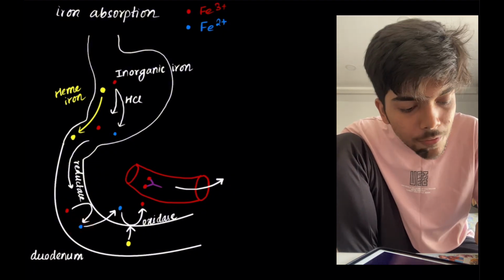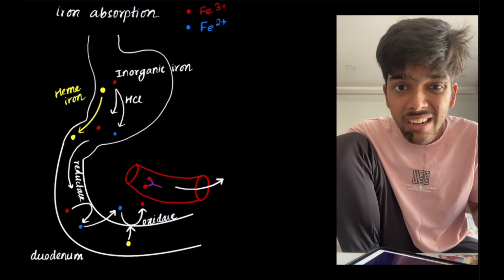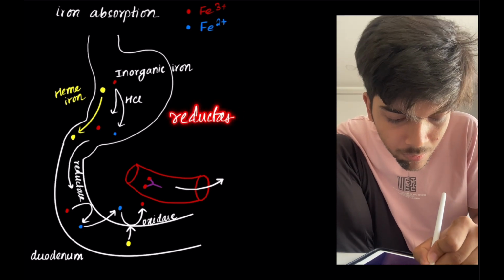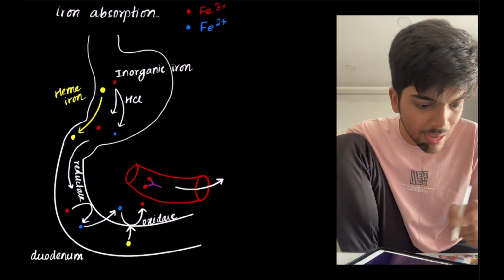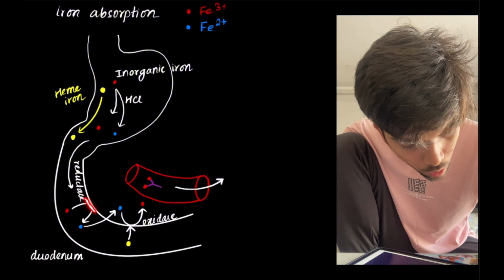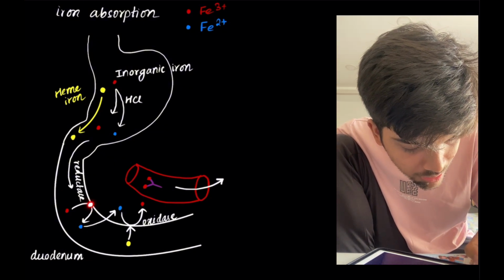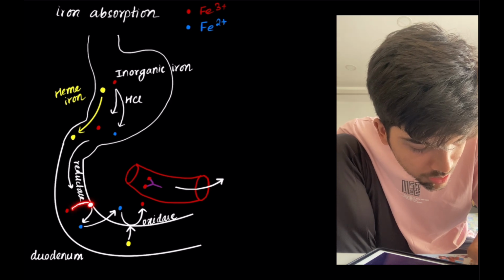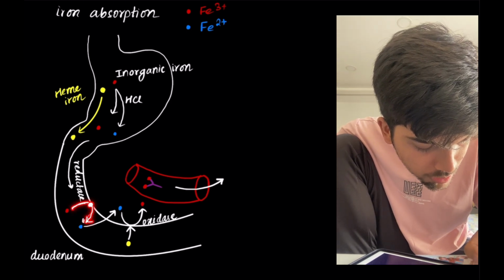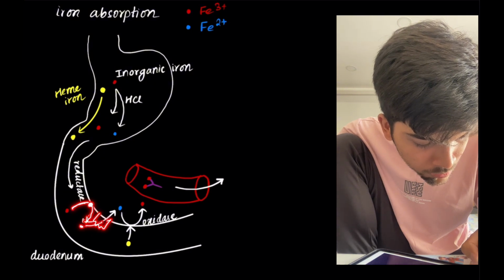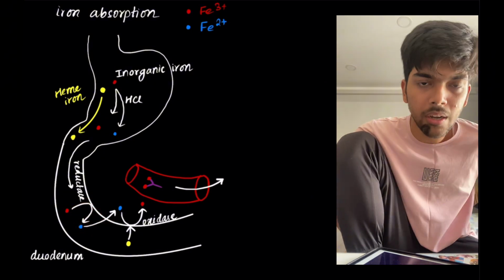So the remaining ferric inorganic iron is reduced with the help of reductase enzyme. This reductase enzyme is present in the inner wall of the duodenum. So there's the reductase enzyme. This reductase enzyme reduces ferric into ferrous. And then this ferrous form is taken in by the enterocyte.